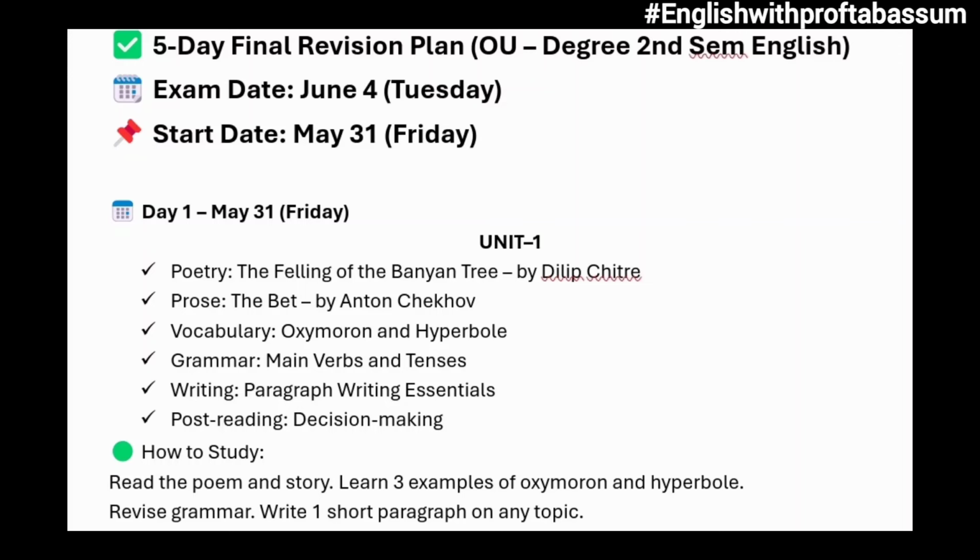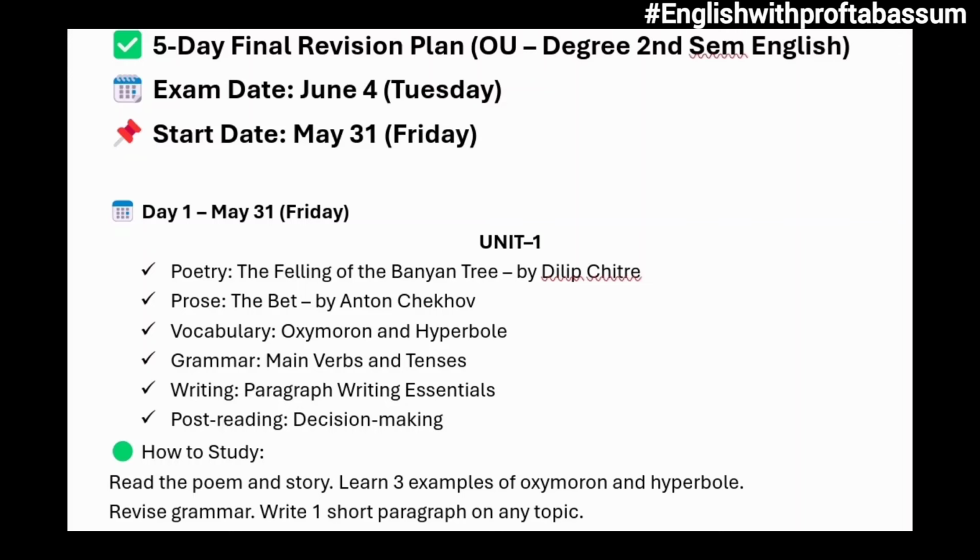In Unit 1, the poetry is The Felling of the Banyan Tree by Dilip Chitre. It's about a sacred banyan tree. It says that we must not cut trees. And then in prose, you have The Bet by Anton Chekhov. It is a very interesting prose lesson. It teaches us that knowledge is more important than money. And when a person stays alone for several years, he changes. So life imprisonment is better than death penalty.